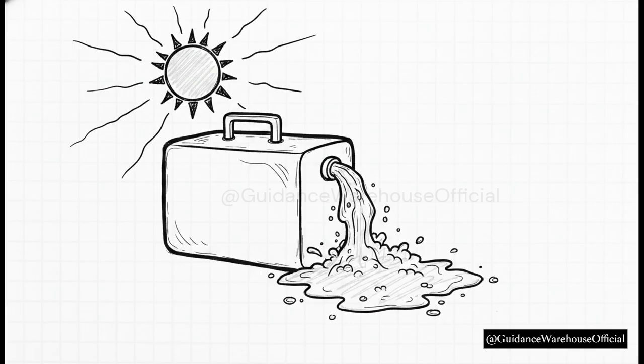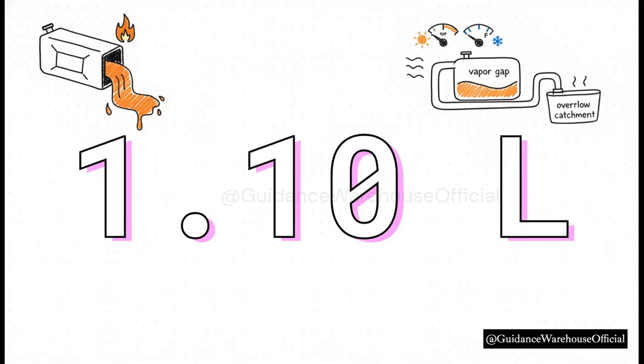Both the steel container and the liquid gas expand, but as we just saw, the gas expands way faster. So how much spills out onto the pavement? 1.1 liters. That is over a full liter of highly flammable liquid pouring right out of the top of your tank. This happens purely because the fluid increases its volume so much more than the solid container holding it. And that, by the way, is exactly why modern cars have vapor gaps and overflow catchments engineered right in.